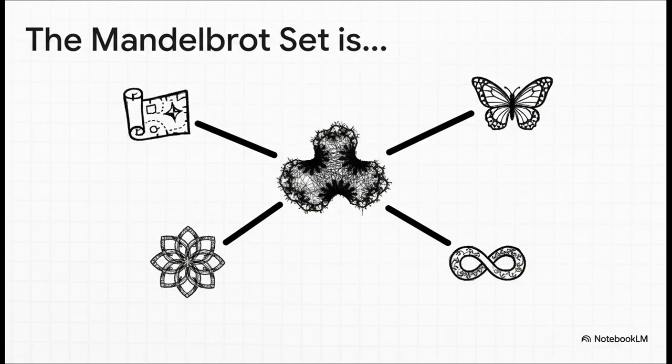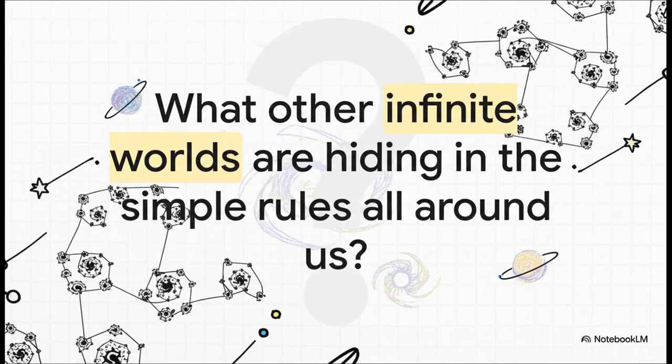But maybe most of all, it's this profound example of something called emergence. This idea that incredible, infinite complexity can just appear from the absolute simplest rules. And not just in math, but maybe in nature itself. And that leaves us with a final, really fascinating thought. See, the Mandelbrot set wasn't invented. It was discovered. It was always there, just waiting inside that one tiny little equation. And that just has to make you wonder, what else is out there? What other infinite, beautiful universes are hiding in the simple rules that govern our world all around us?